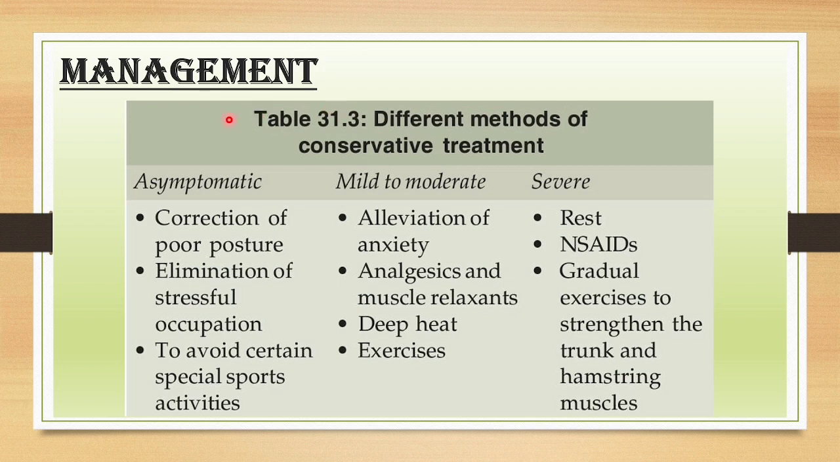So coming to the management, different methods of conservative management are used in different conditions, or different severities. In asymptomatic cases, you can give postural correction or ergonomic advice, that is, elimination of stressful occupation, and avoiding certain sports activities. So mainly corrective techniques. In mild to moderate cases, we can allay the anxiety. We can provide analgesics and muscle relaxants. Deep heat modalities like short wave diathermy can be advised, along with exercises. In severe cases, rest, non-steroidal anti-inflammatory drugs, and gradual exercises to strengthen the trunk and hamstring muscles are also advised. In very severe cases, we may go for surgical management.